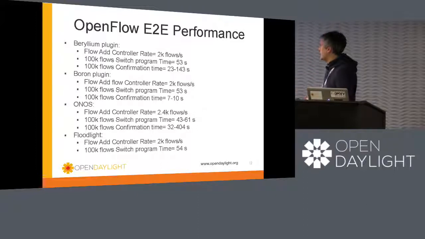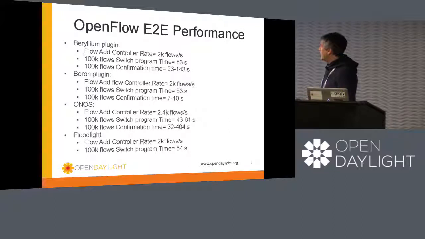So as you can see there, the first result is actually how fast you can program your controller, regardless of your network, using the REST interface, which is what most people use to program the controller. You can see there that the Beryllium plugin is 2K flows per second, the same as the Boron plugin. ONOS seems faster there. And then Floodlight is around the same as OpenDaylight, 2,000 flows per second, okay?